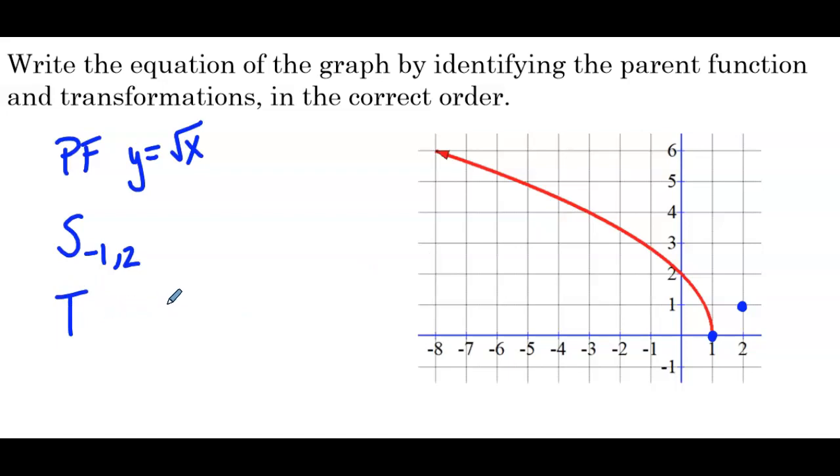Next, we've got to follow that with a translation, right? Because these points aren't at the origin. Well, it seems after they were scaled, everything was just moved right 1. So a translation of (1, 0).